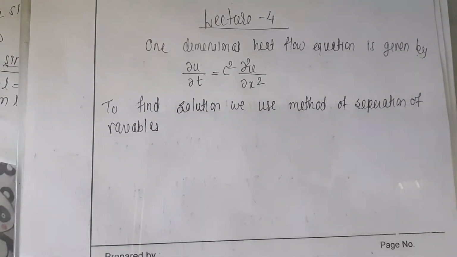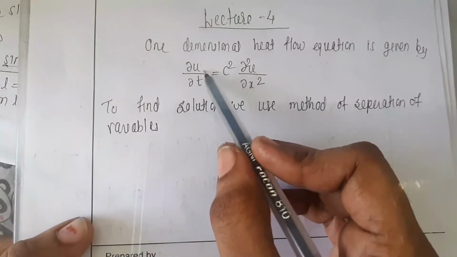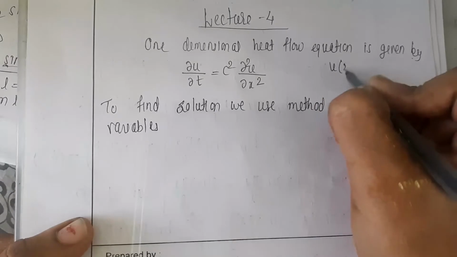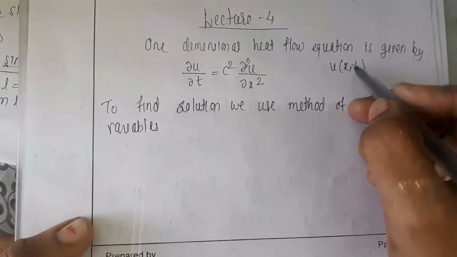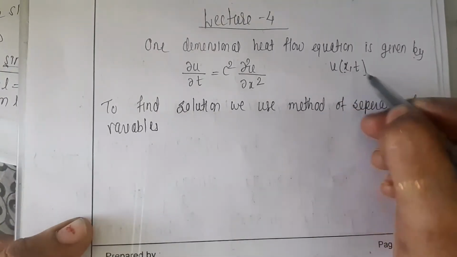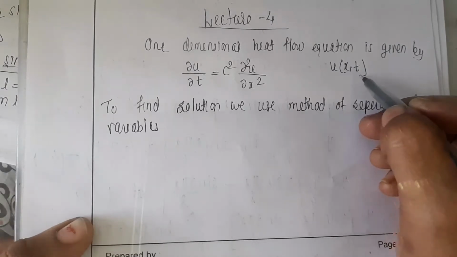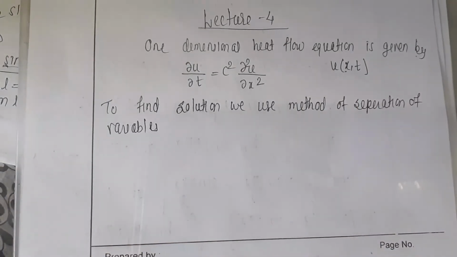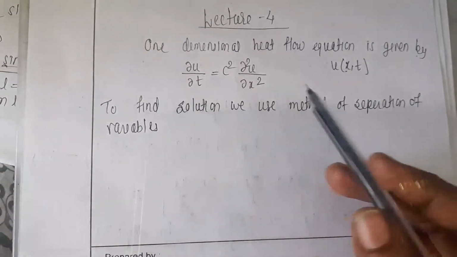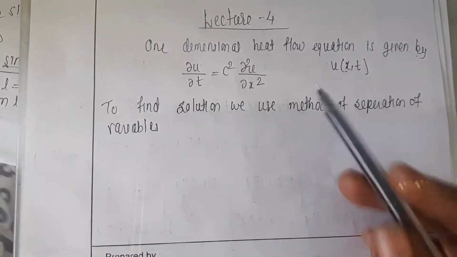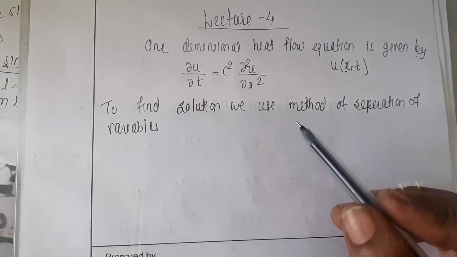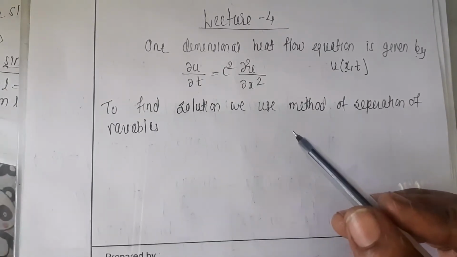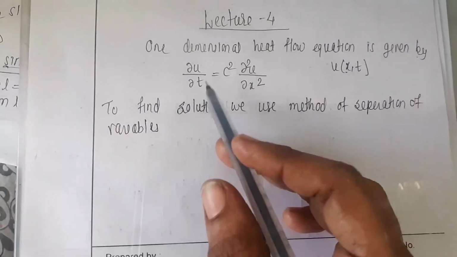Now suppose U of x,t is the temperature at a distance x and at time t. Then by using the temperature law, that is, the rate at which heat flows through an area is proportional to the area and to the temperature gradient normal to the area, we get this.